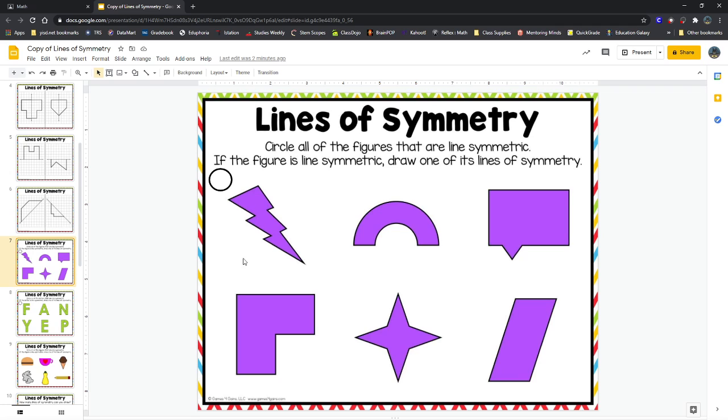This first one, the lightning bolt. Can anyone tell me, does the lightning bolt have a line of symmetry, or does it not have a line of symmetry? Am I able to find a line to draw on this lightning bolt that would make a line of symmetry, or would it not work? Bella, what do you think? Is there a line of symmetry on the lightning bolt?